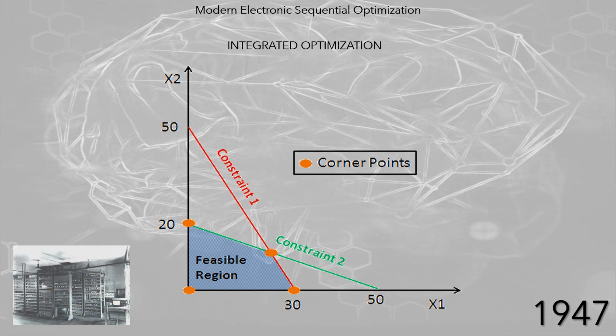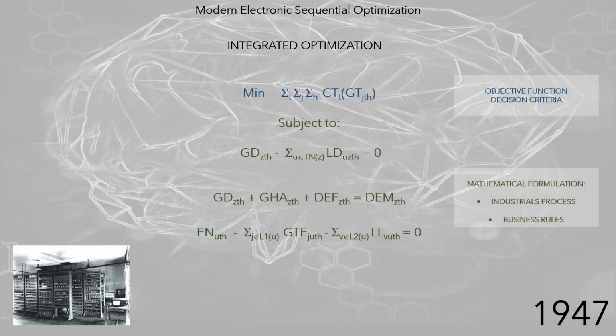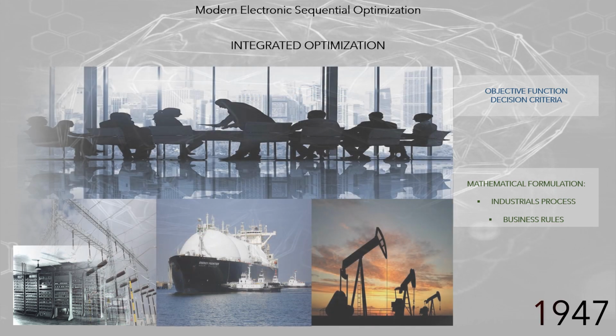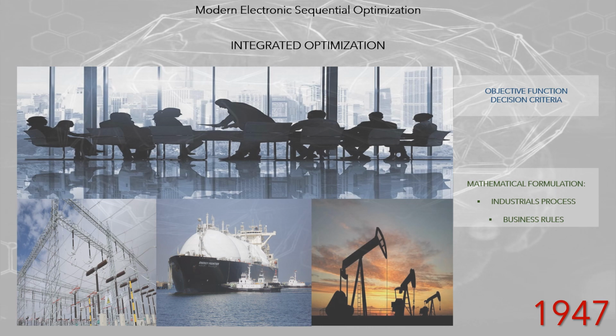The primal simplex algorithm can be considered the starting point of applied mathematical programming, and the birth of computer-oriented mathematics. Mathematical programming is characterized by having an objective function as decision criteria, and a mathematical model, based on a set of constraints that represent the industrial process and the business rules.